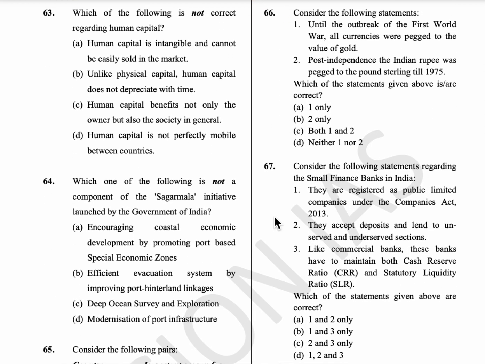66th question, consider the following statements. First statement is, until the outbreak of the First World War, all currencies were pegged to the value of gold. Yes, first statement is correct. Second statement is, post independence, the Indian rupee was pegged to pound sterling till 1975. So both these statements are correct. So option C.